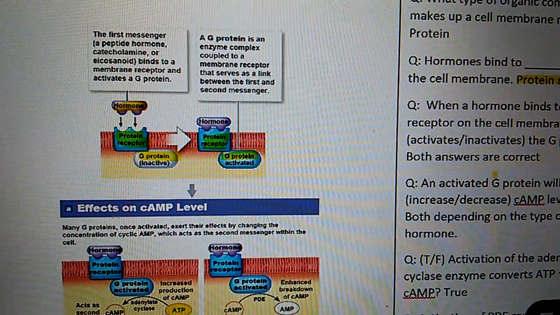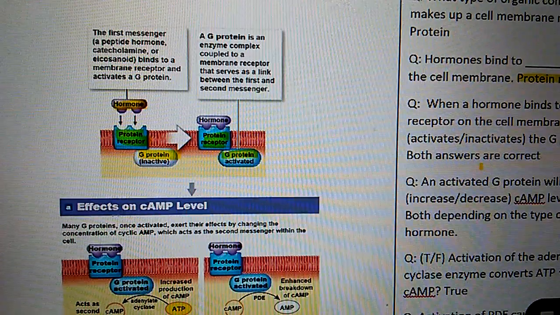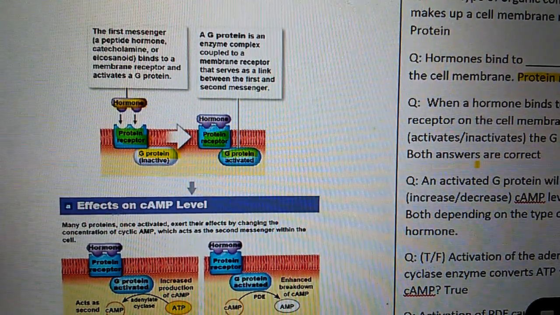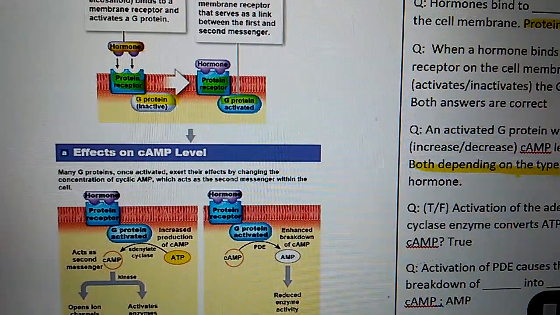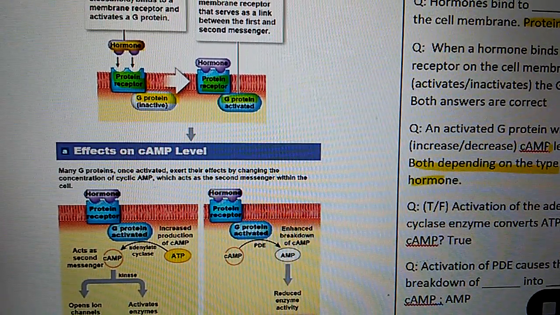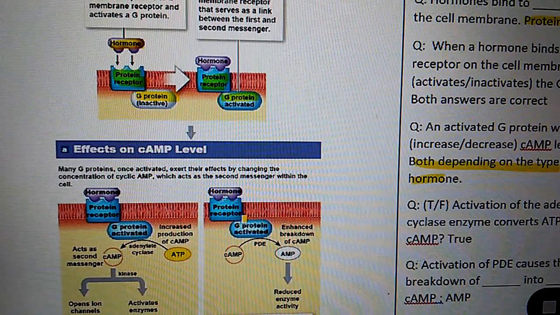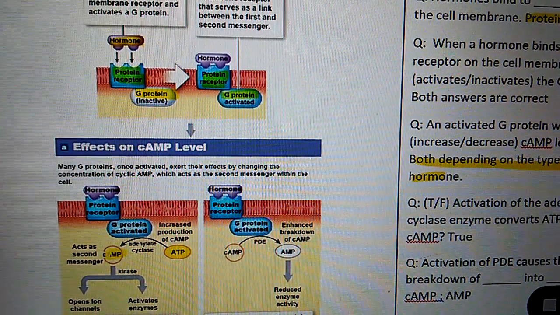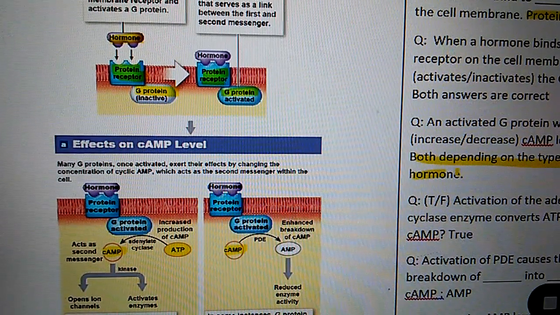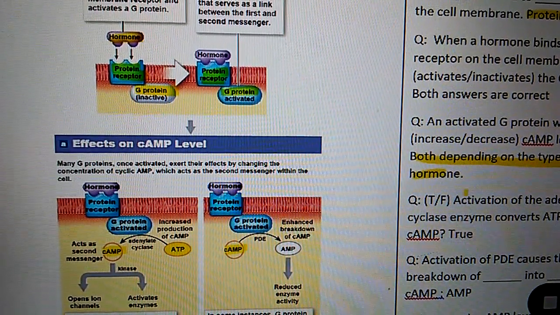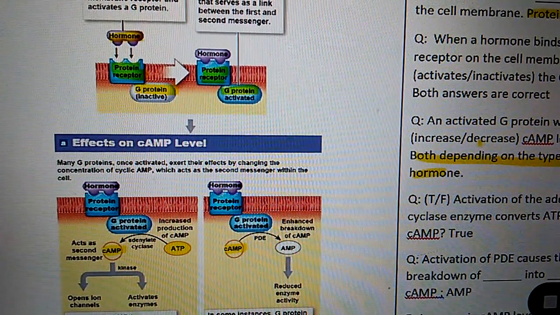An activated G protein will increase or decrease cyclic AMP levels, both depending on the type of hormone, okay? Usually it increases, but it can do both. You can see on the left side we have an increase in cyclic AMP, and this is a decrease. That's why it's both. Definitely know these questions in the box.